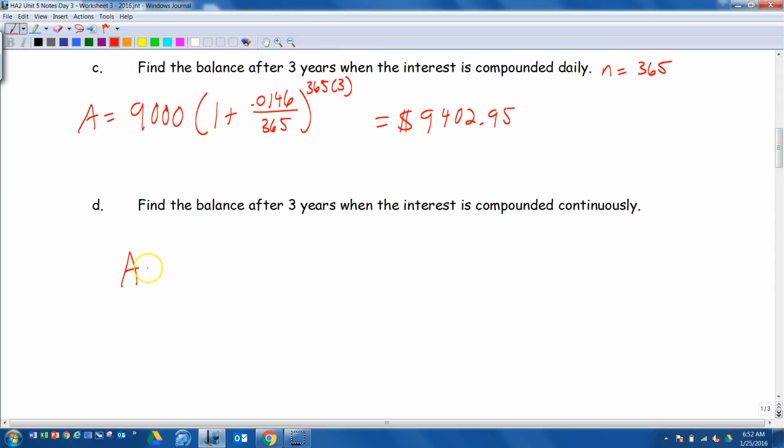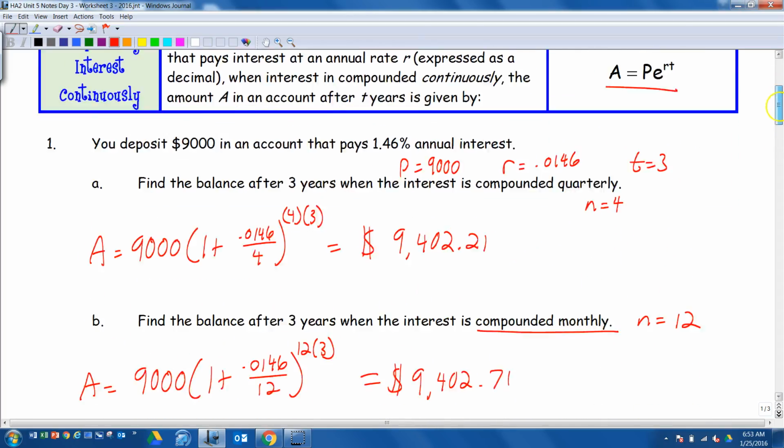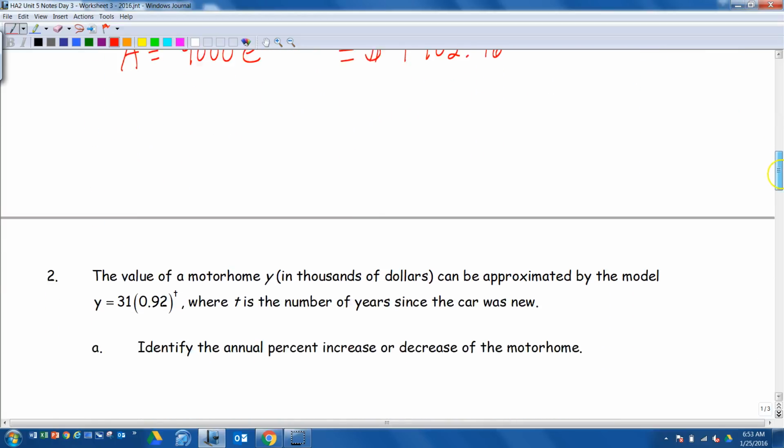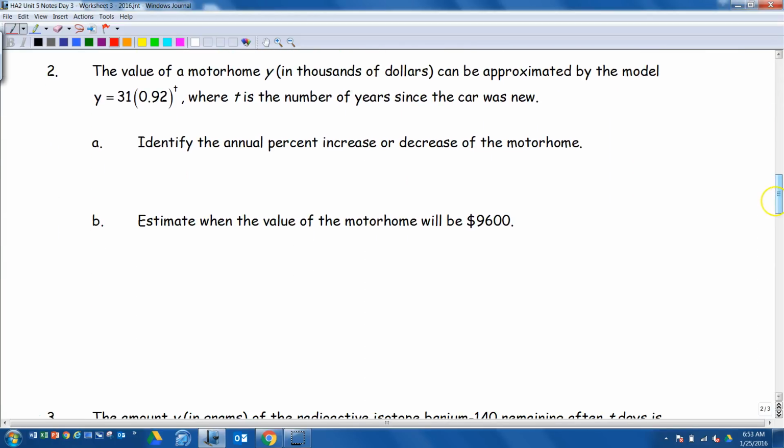So now we're going to use the different formula. It's 9,000 e to the r times t. And when you type that in your calculator, you get 9,402.96, which again is barely more than the compounded daily, because it's happening pretty frequently. Alright, so those are using the banking formulas. Now we're going to do a couple of old formulas.